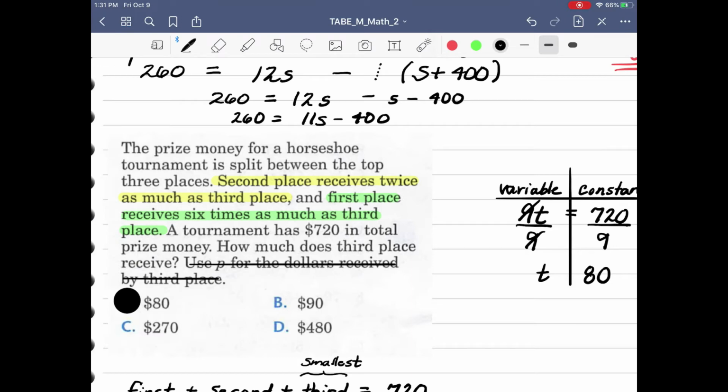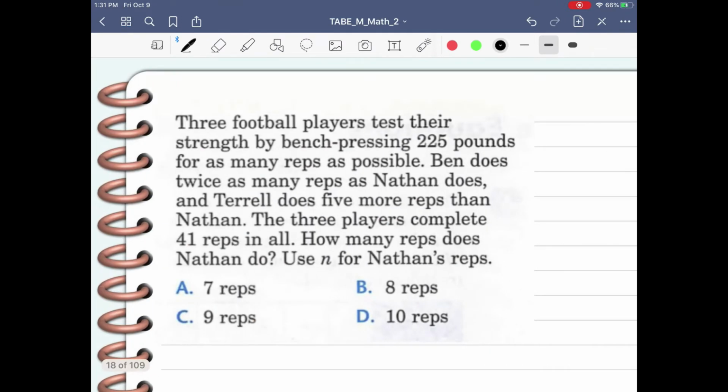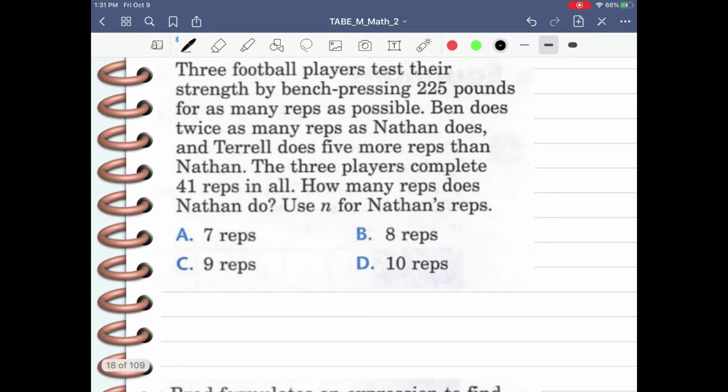Okay, number 9. 3 football players test their strength by bench pressing 225 pounds for as many reps or repetitions as possible. Ben does twice as many reps as Nathan, and Terrell does 5 more reps than Nathan. The 3 players complete 41 reps in all. How many reps does Nathan do? Use N for Nathan's reps.